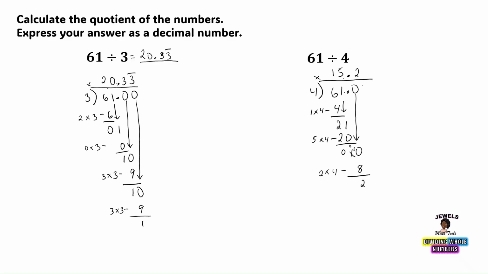I'm going to divide one more time with my 2 because I know this is now going to give me a number that will divide my number out completely. So I'm changing 2 into 20. When 4 divides into 20, I will get 5. And when 5 is multiplied by 4, I will get the product of 20. And when 20 subtracts 20, we get the difference of 0. So when we divide 61 by 4, we will get the quotient of 15 and 25 hundredths.